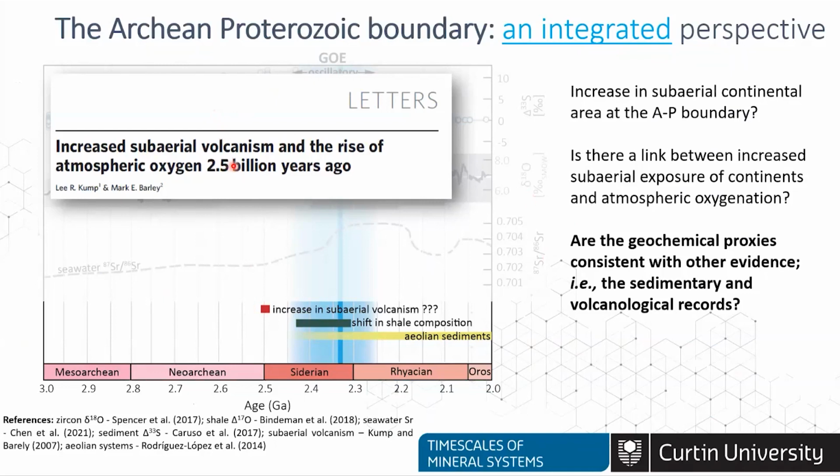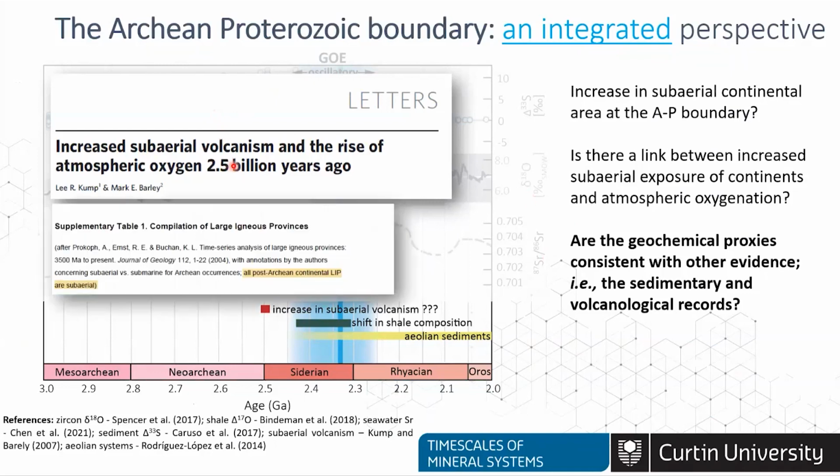And what I'd like to point out is that if you look into the supplementary material of this paper, you'll see that they made the assumption that all post-Archean continental large igneous provinces are subaerial, which is something that we actually don't know very well. So we know that in the Phanerozoic, most, if not all, continental large igneous provinces are subaerial. And we also know that in the Archean, there are quite a few continental large igneous provinces that erupted on submerged continents, but we don't actually know very well when this change occurred.